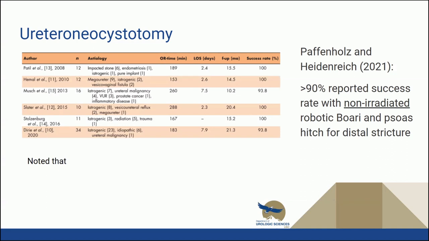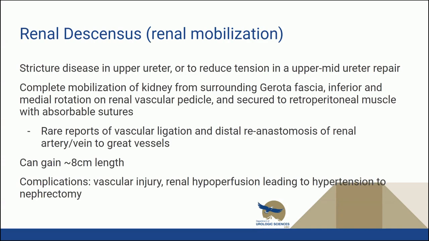Specifically for robotic surgeries involving Boari flap and psoas hitch for distal strictures, there is quite a high success rate. Renal descensus involves mobilizing the kidney, keeping its vascular pedicle and gaining some ureter length. Given the risks associated with this and the outcomes of other techniques, it is not often used here.